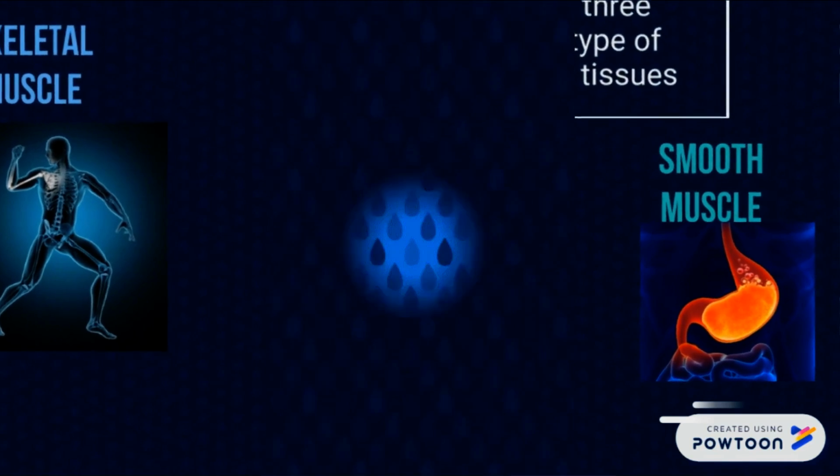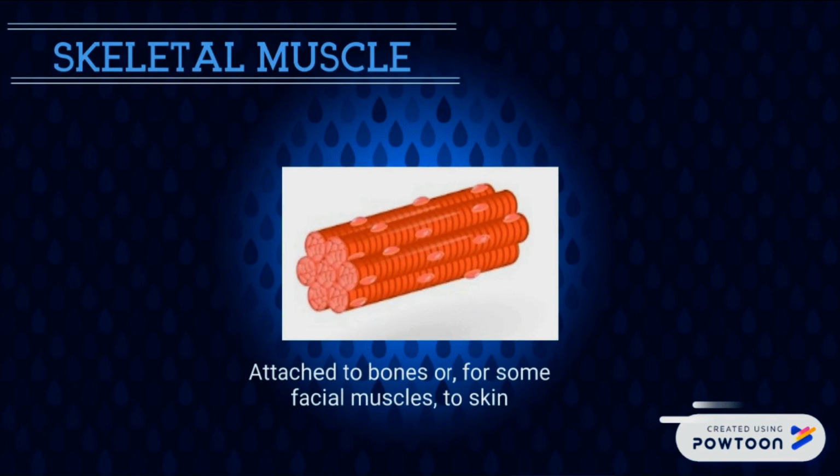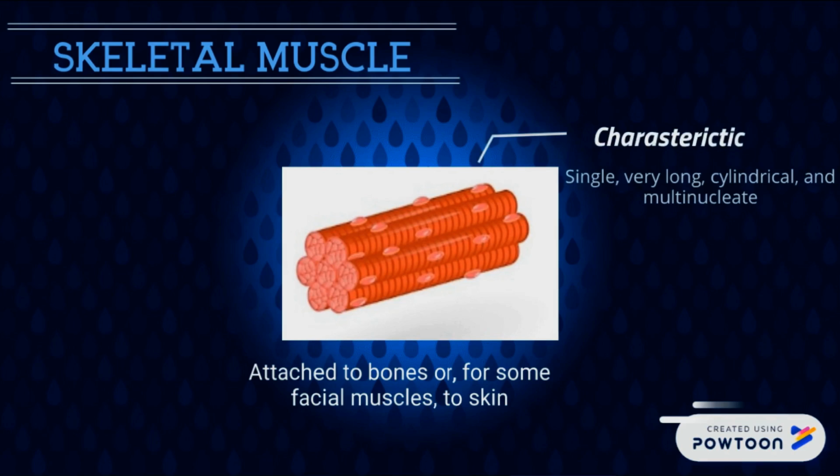The first one is skeletal muscles. These muscles attach to bones or, for some facial muscles, to skin. The characteristics of these muscles are single, cylindrical, and multinucleate cells. And the important one, this muscle is voluntary muscle because we can control our body to do so.